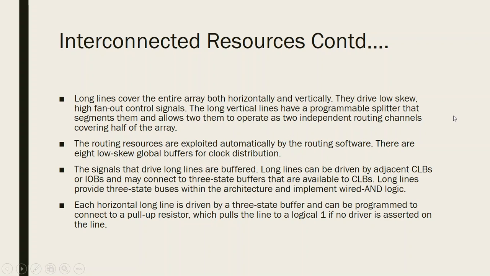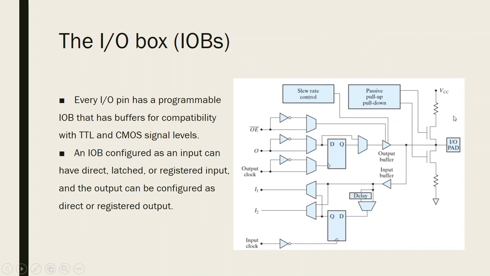So each horizontal line is driven by a 3-state buffer and can be programmed to connect a pull-up resistor, which pulls the line to logic 1 if no driver is asserted to that line. So this is basically to make sure that signal communication occurs without any hindrance.